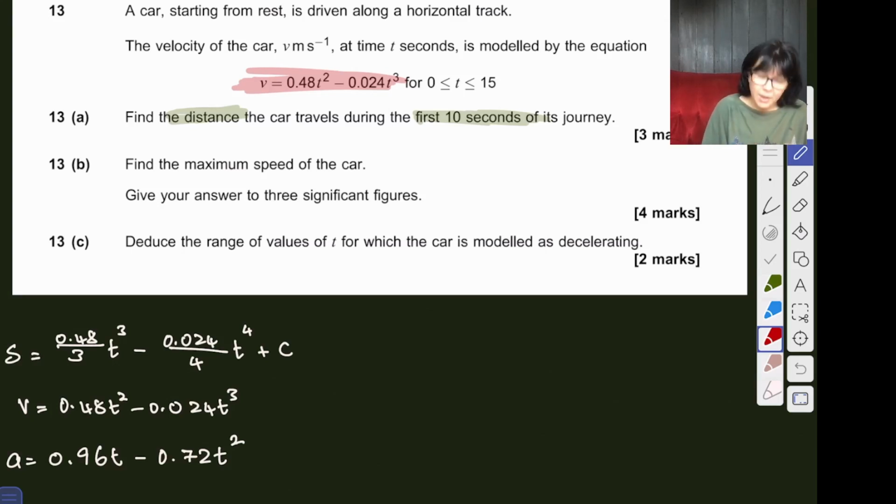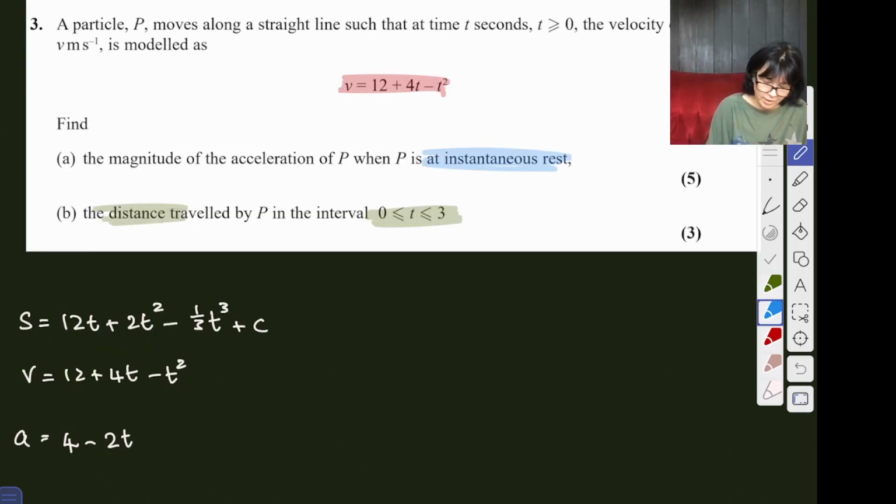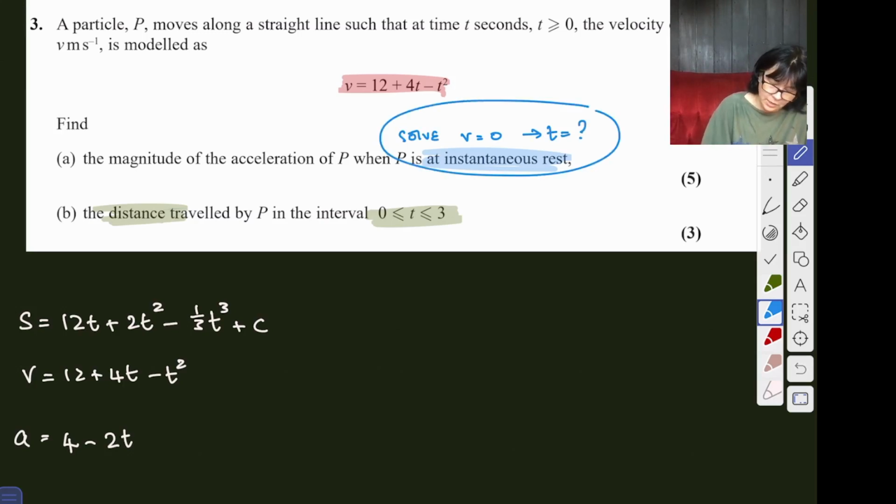Okay, distance. Now they are giving us the velocity here, so now I am going to have to actually integrate. So I'm going to integrate the velocity from t is 0 to t is 10. Instantaneous rest, v is 0. Find the magnitude of the acceleration when v is 0. So I need to know what time this happens, v is 0. So we're going to solve v is 0. That's going to give us a time, and then we're going to use that time to find the acceleration.